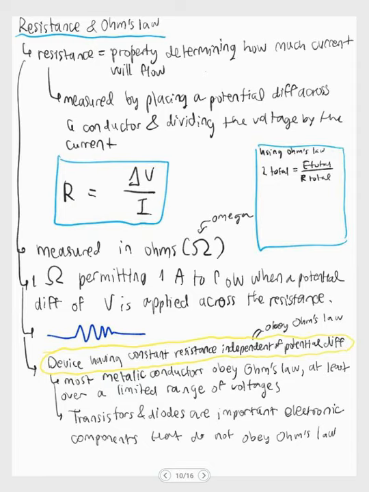A device having a constant resistance, independent of the potential difference, obeys Ohm's law. And there are two things about it. Most metallic conductors obey Ohm's law, at least over a limited range of voltage, while transistors and diodes are important electronic components that do not obey Ohm's law.